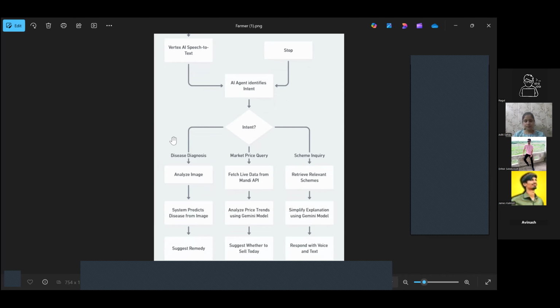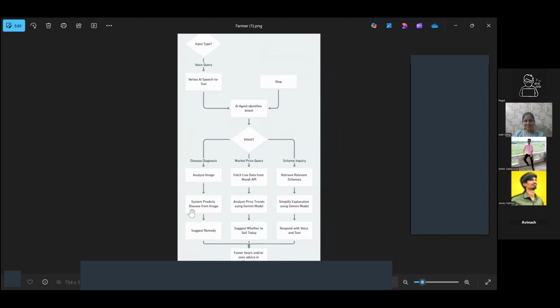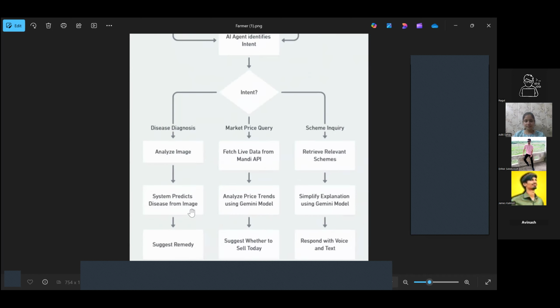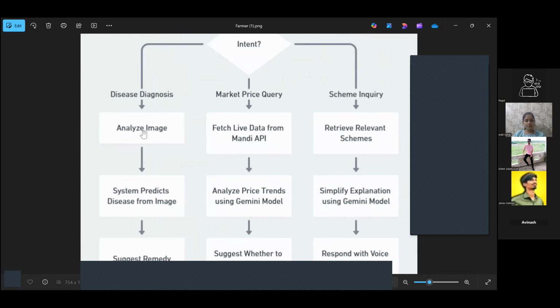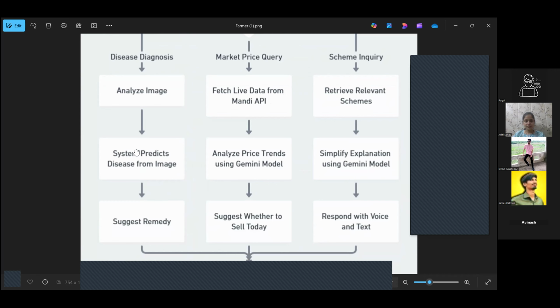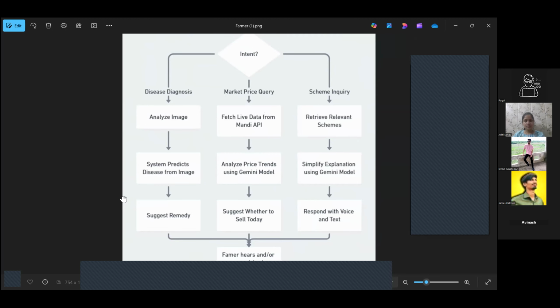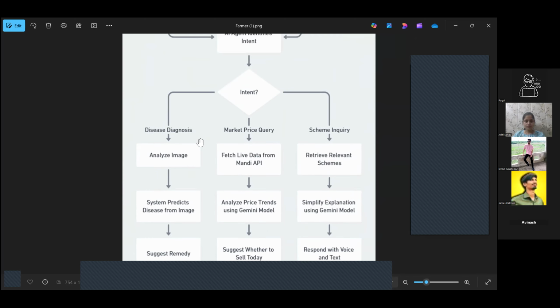Okay, then if a user, or we can say a farmer, gives the image, then the image is analyzed by the AI agent, and it will predict what disease the plant has. Then it will suggest remedies, like you should not give more water, and anything else, whatever it is.